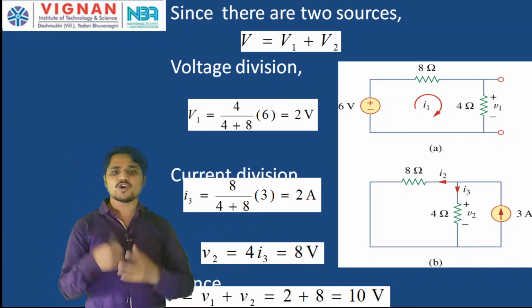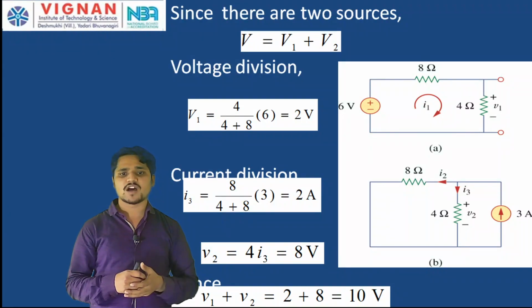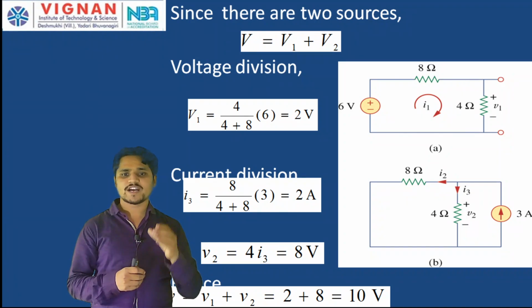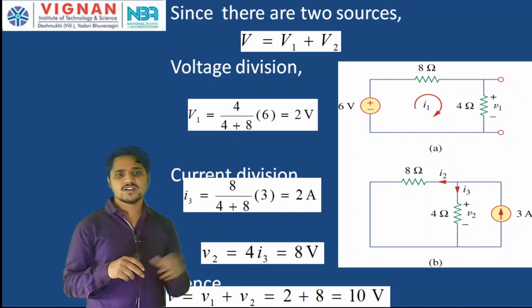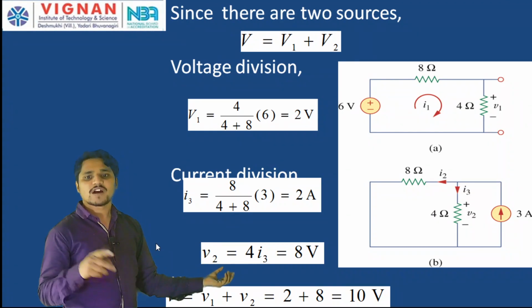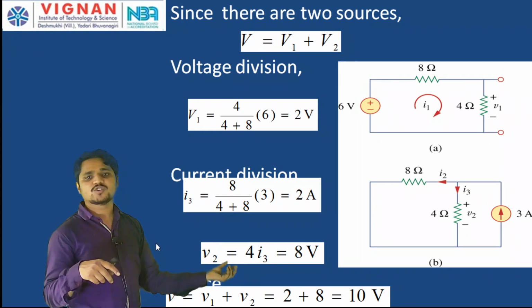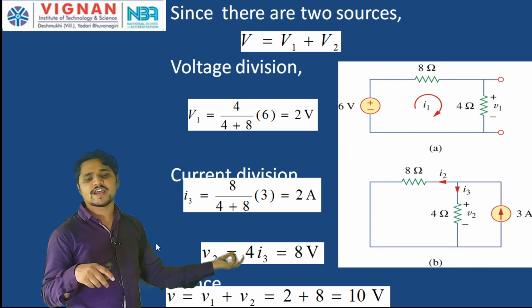Now what is the voltage across the 4 ohm resistor? According to Ohm's law, V2, the voltage across the 4 ohm resistor when only the 3 ampere current source is acting, is equal to the current flowing through the resistor, I3, times 4. So 4 times 2 is 8 volts.